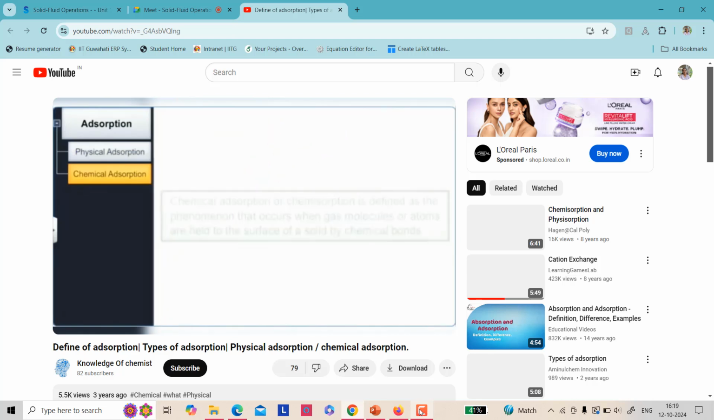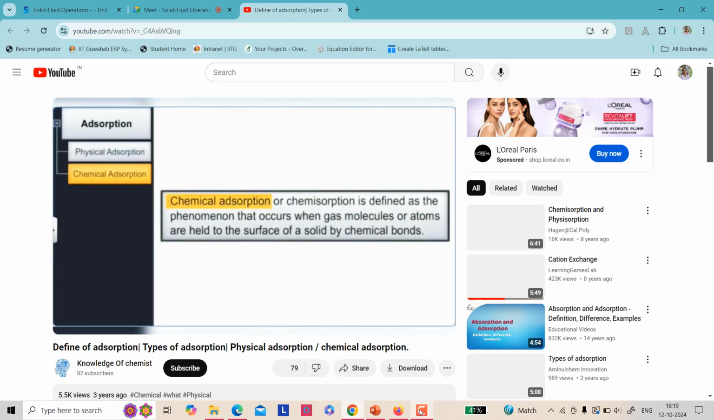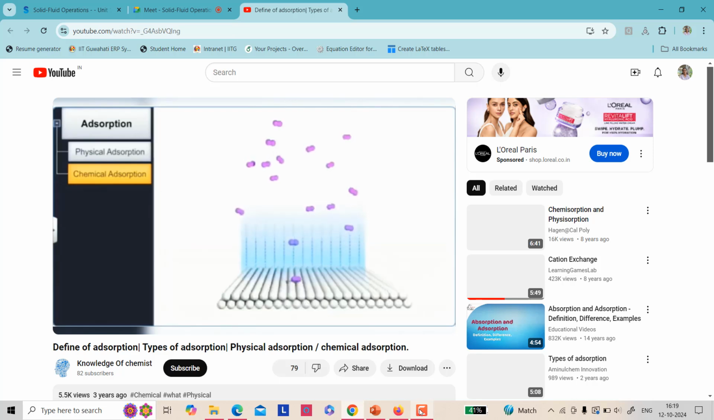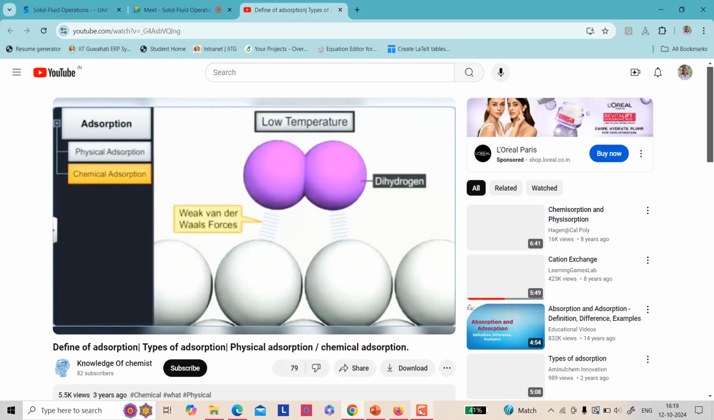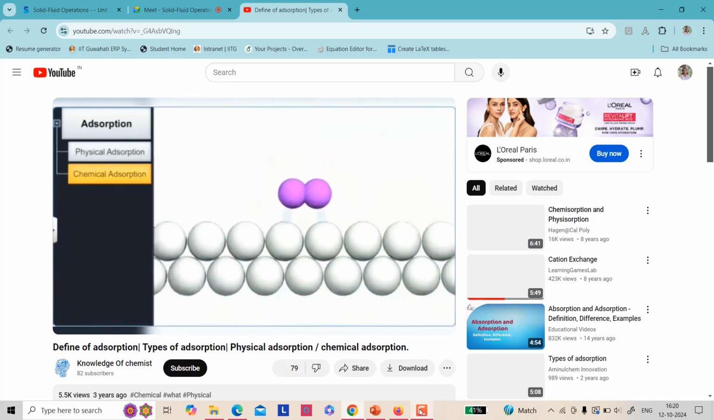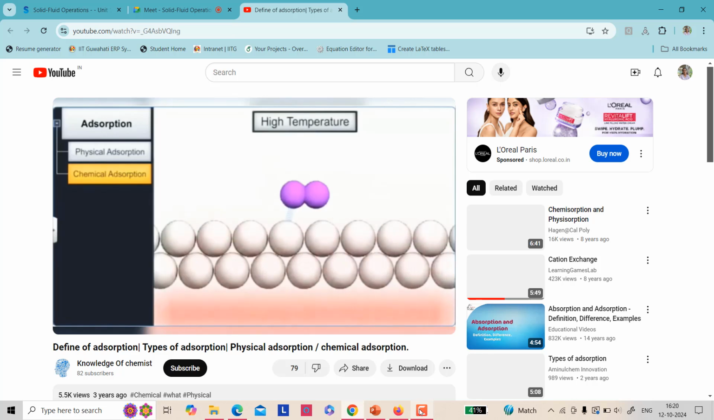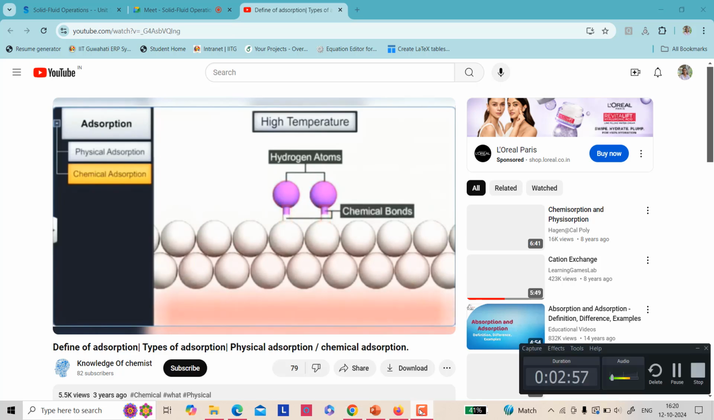Now when chemical adsorption happens, gas molecules or atoms are held to the surface of a solid by chemical bonds. This is a low temperature van der Waals force for dihydrogen, and in case of high temperature, they are chemically bonded to the adsorbent. So hydrogen atoms are chemically bonded. You can see the chemical bonds, right?